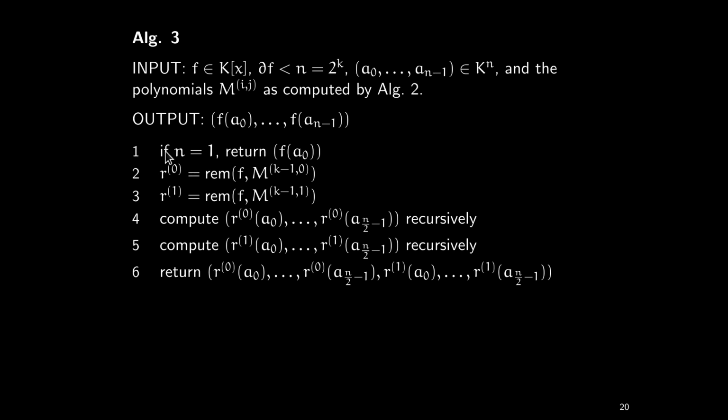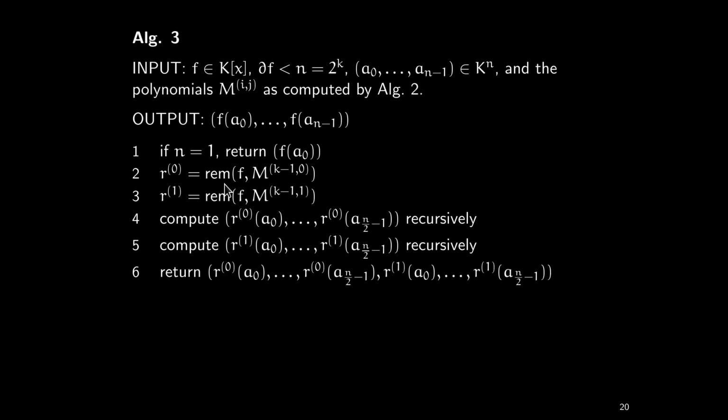So as in every recursive algorithm, you have a base case to take care of. That's when there's only one evaluation point, then you just evaluate your f at this evaluation point, and then you are happy. And otherwise, if n is not 1, then you can compute these two remainders.